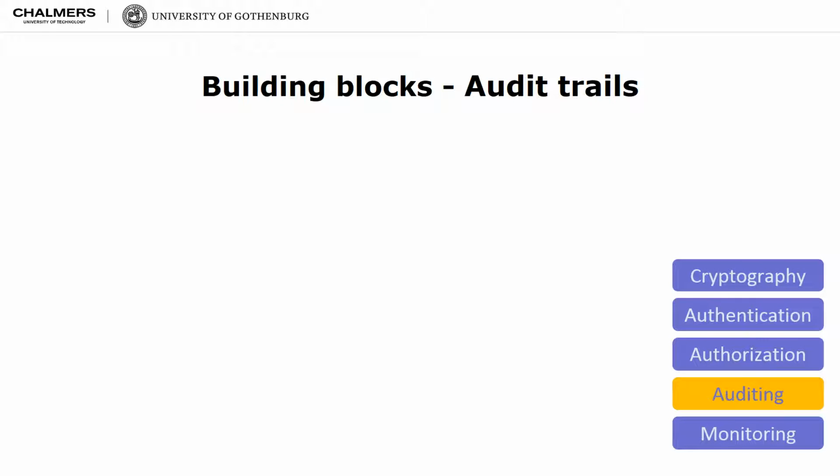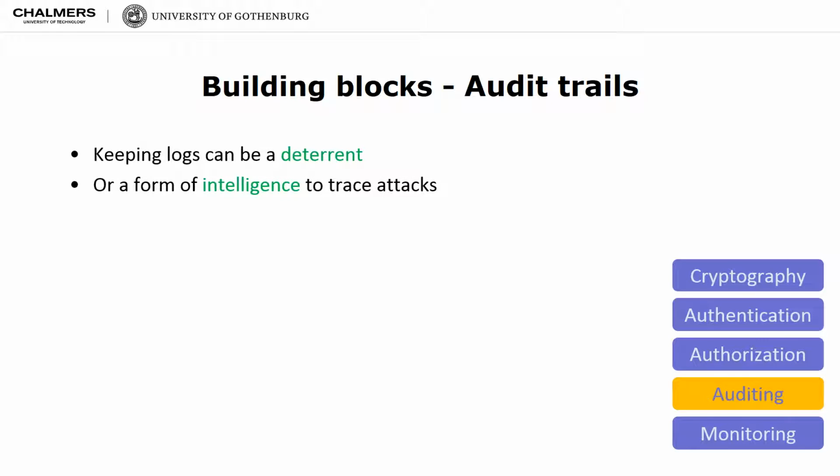Audit trails refer to keeping track of the actions that are performed within the system, and also all the contextual information that is relevant to that action, like for instance who was performing the action at what time of the day, and so on and so forth.